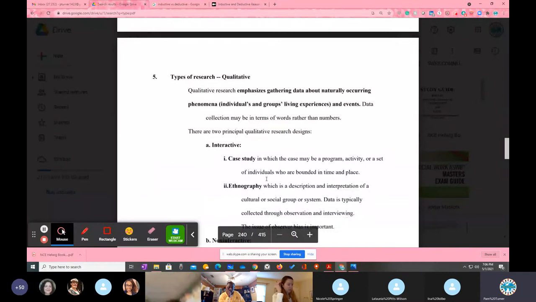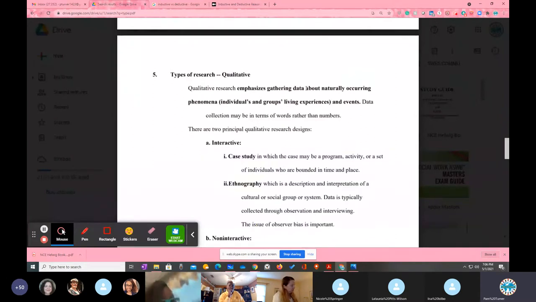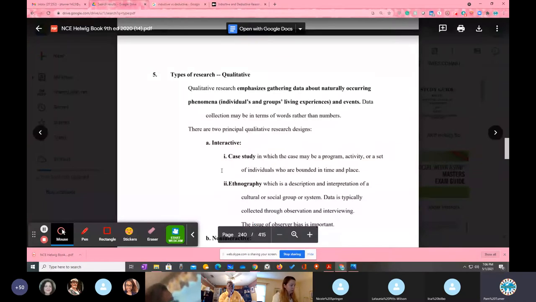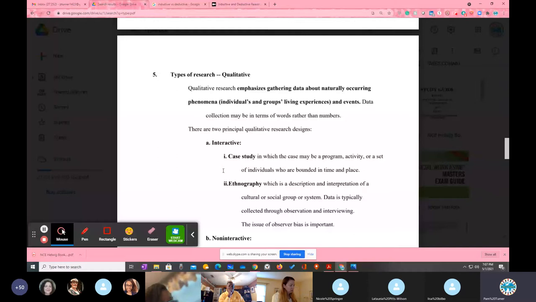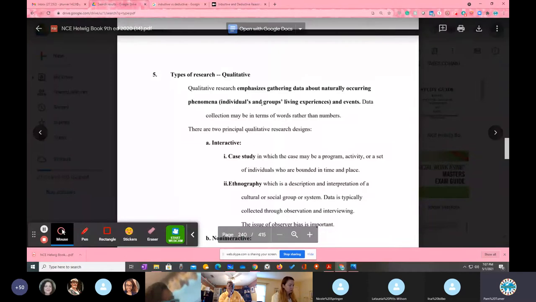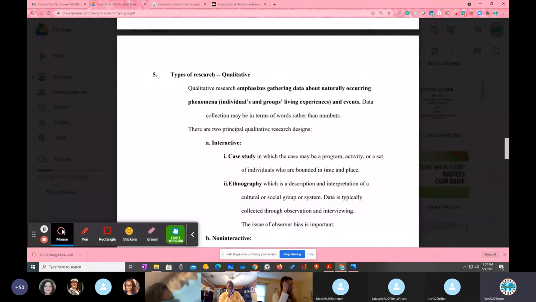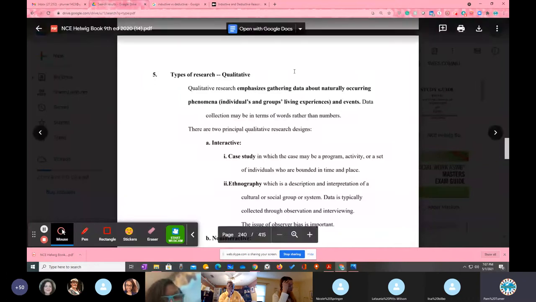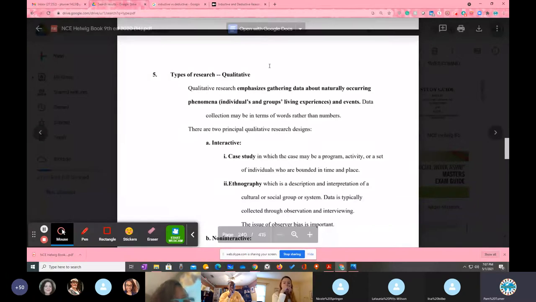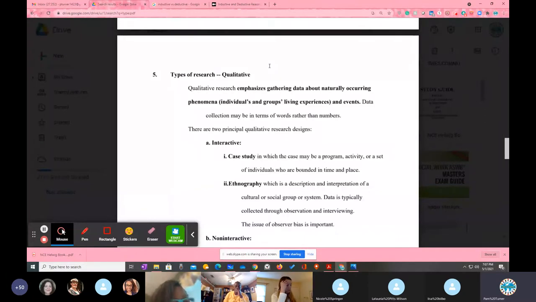Qualitative research emphasizes gathering data about naturally occurring phenomena, right? You're looking at the individual's, group's living experience and events. Phenomena, your phenomenological view, right? So for data collection, maybe instead of using numbers, I'm going to look at quality, where your needs met, right? When you went to the doctor's office, did he meet your needs? When you went to Walmart today and they said, if you spend $100, you have a chance of winning $100, please fill out this survey, right? They're looking at whether your expectations were met.